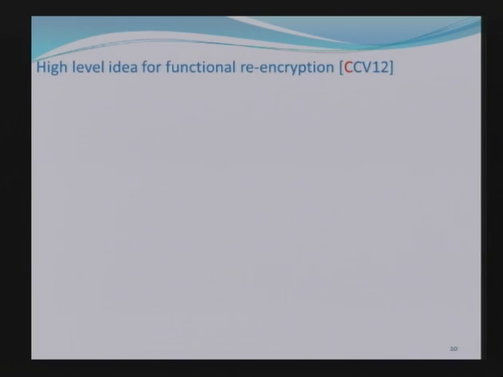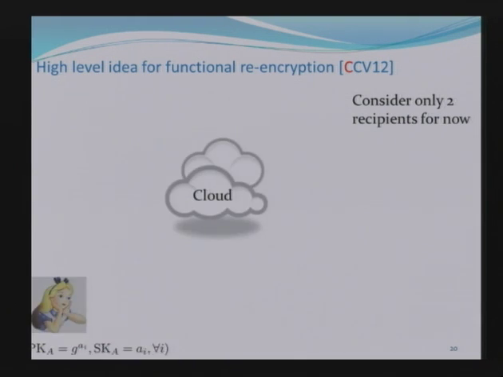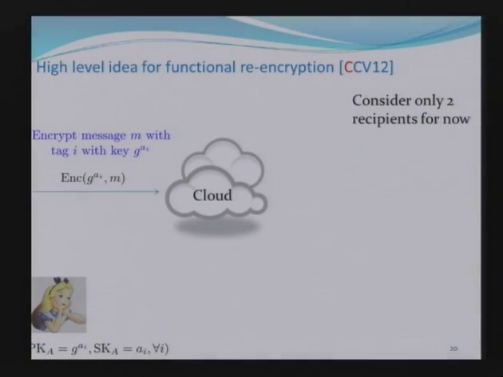Okay. So let's look at a high-level idea for constructing a functional re-encryption scheme. For now, let's consider only two recipients. Now, Alice's public key is going to be not just one group element, but a vector of group elements, and the corresponding exponents are all going to be secret keys as well. Okay. Now, what we're going to do is, when we want to encrypt a message m with some tag i, we're going to use key g to the a_i from the public key.